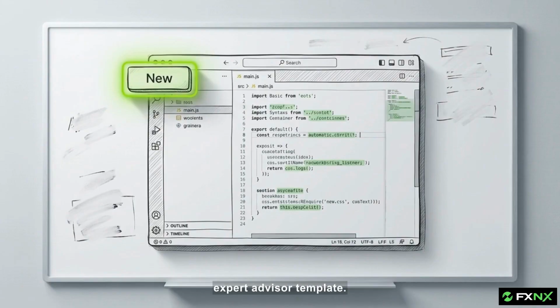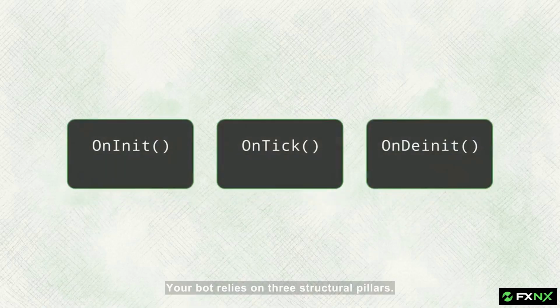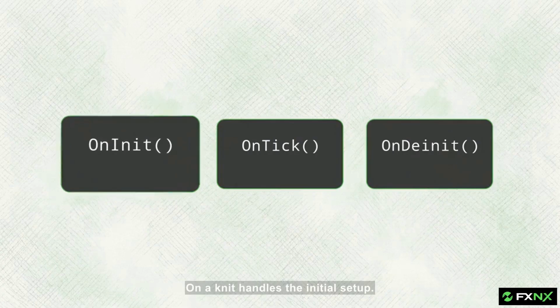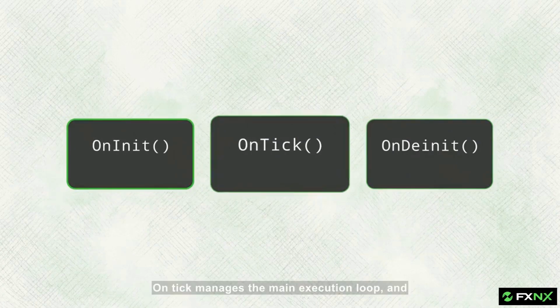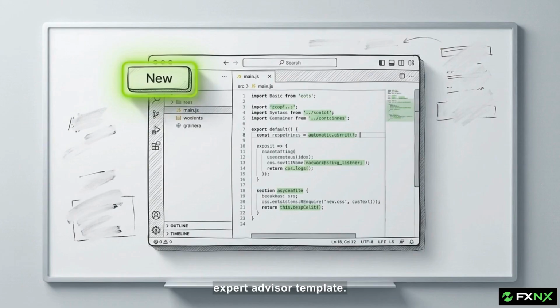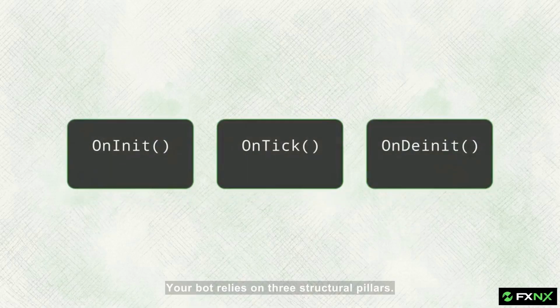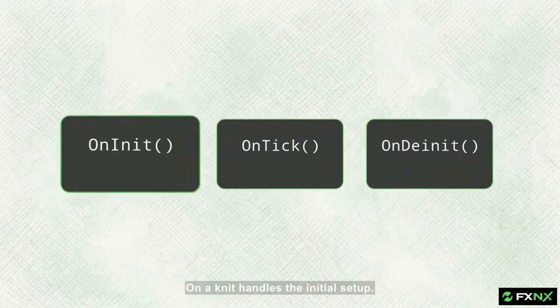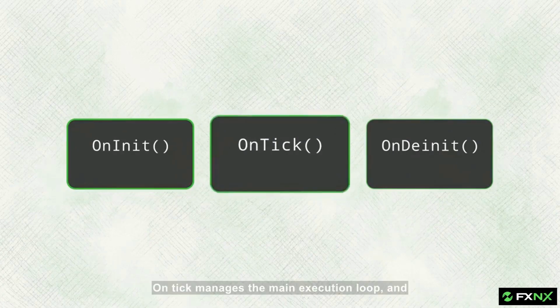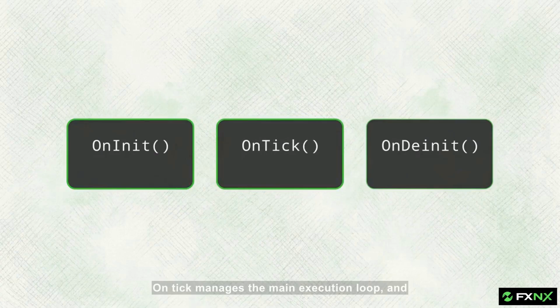First, launch the coding environment by pressing F4 within MetaTrader 5. This opens MetaEditor. From here, click New to generate the standard Expert Advisor template. Your bot relies on 3 structural pillars. OnInit handles the initial setup, OnTick manages the main execution loop, and OnDeinit performs the final cleanup.